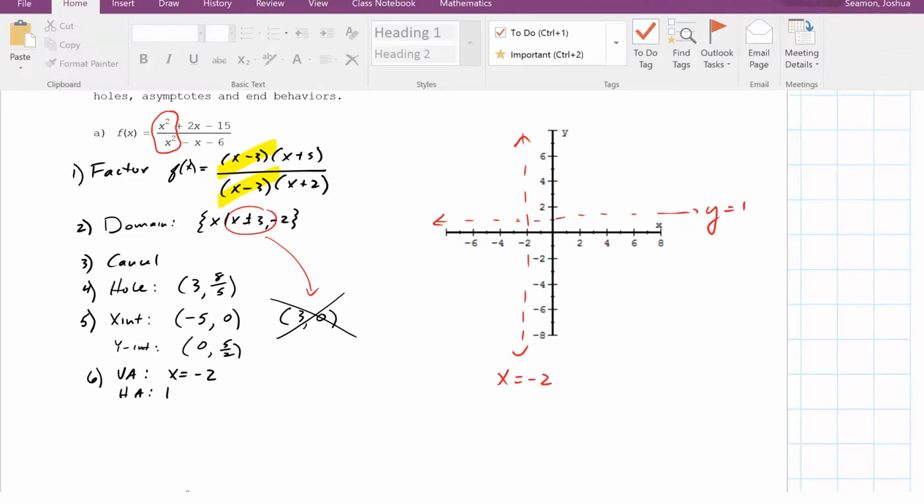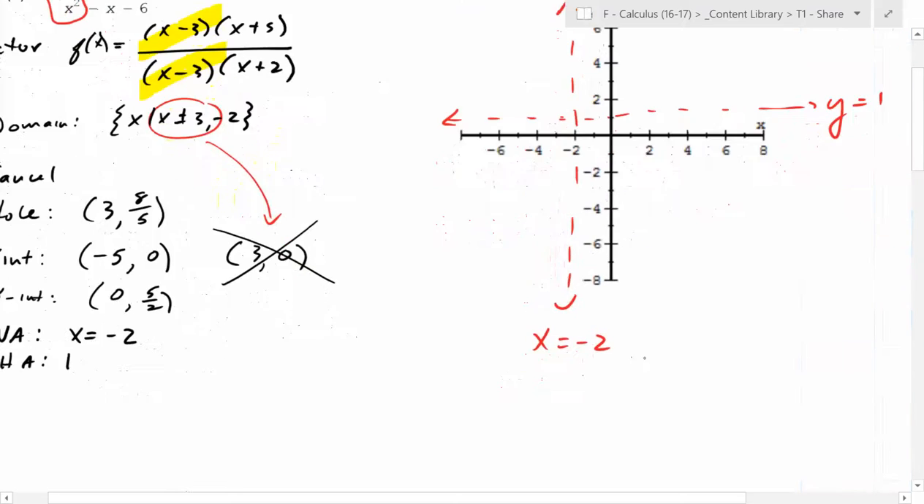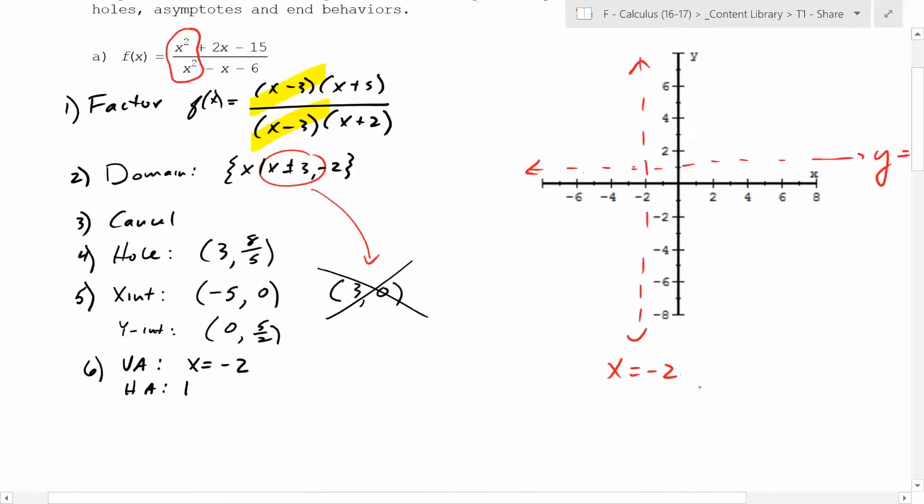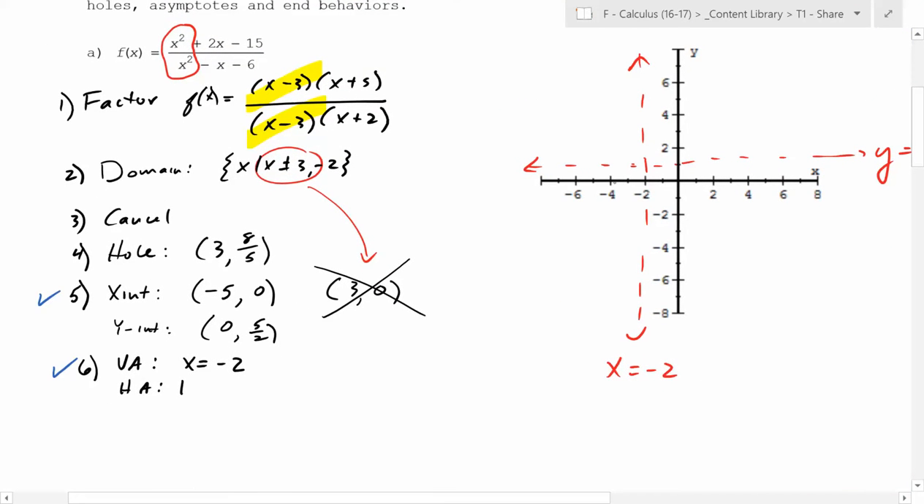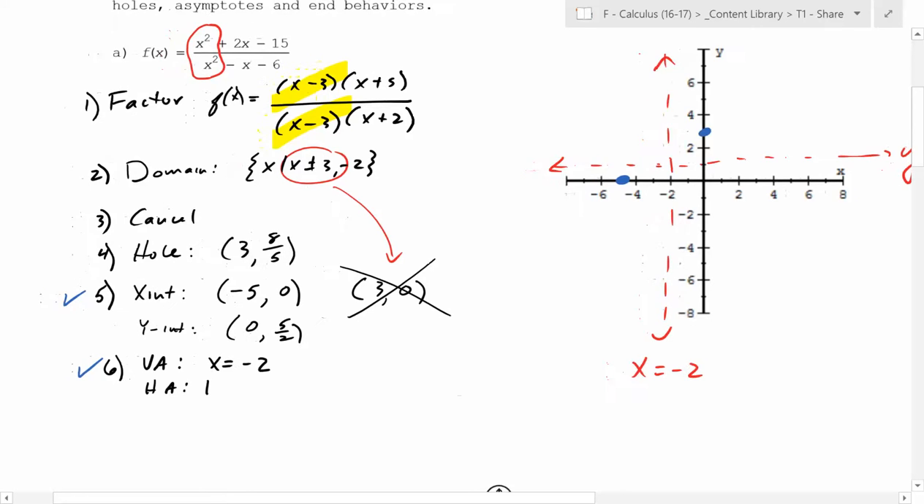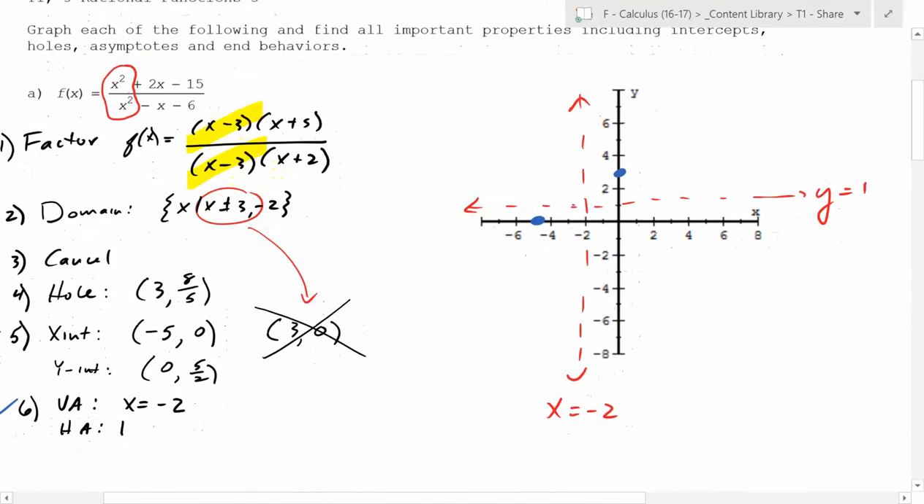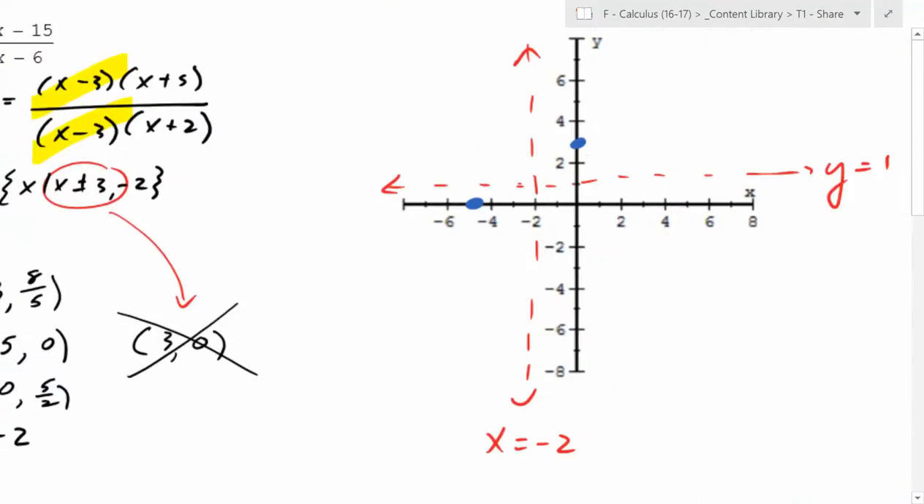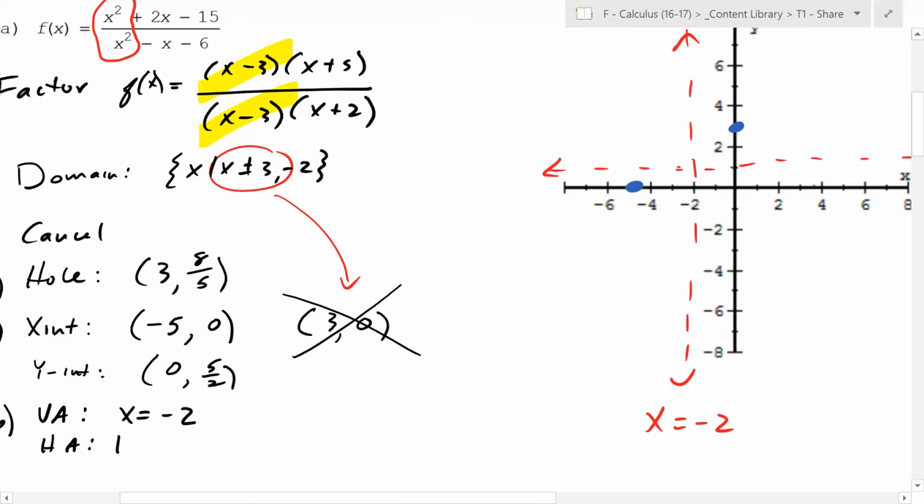What should I next label on here? Yeah, so we labeled it. How about the intercepts? So -5, 0, that's right there. And where's the other one? 0, 5 halves. So where is that? Like right here? Is that correct? Looks pretty good. There's one other point I could label, which is the hole. So where's that hole going to be? 3, 8/5. So is that below or above the horizontal asymptote? Above. So 8/5 is almost 2, right? So it's right about there.